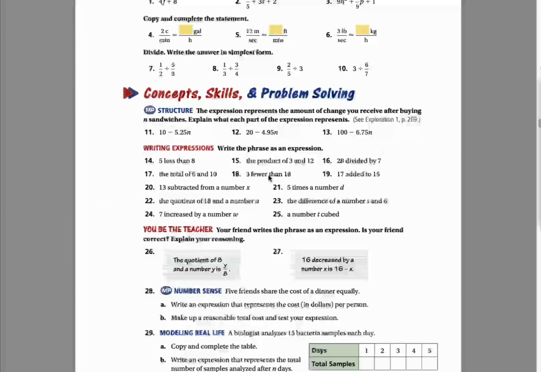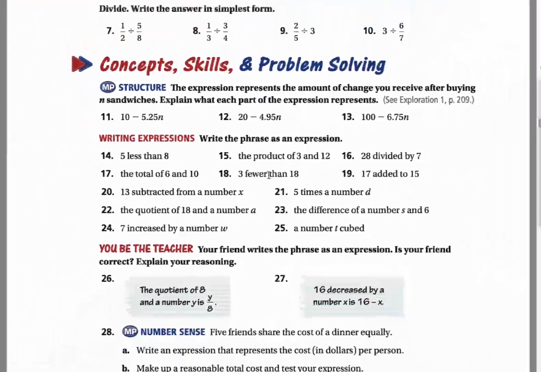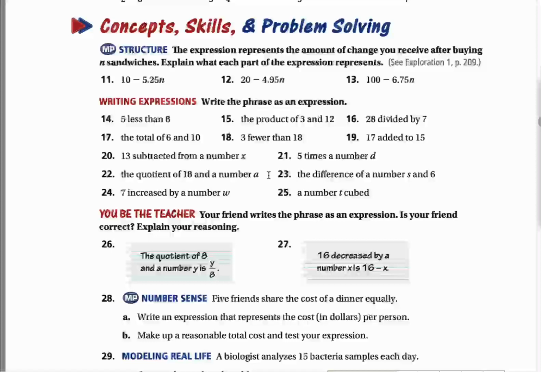Okay, now let's start here and we will start with question number 11. I will solve question number 11 for you. The expression represents the amount of change you receive after buying n sandwiches. Explain what each part of the expression represents. So let's take the first one, question 11. The first thing that we should know, what is the whole expression? The whole expression is the amount of change you get after you buy the sandwiches you need. So this is the amount of money you get back after you buy what you need to buy.